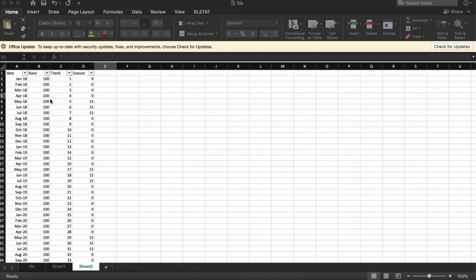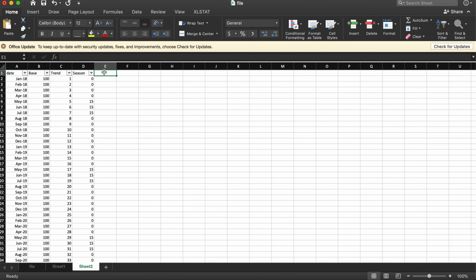So I've broken this into 3 categories. We have a base. Every month we sell at least 100. And then we have a trend. Our t-shirts are becoming more popular, so it's increasing over time. And finally, there's a seasonal component. In the summer, we sell more t-shirts than in the winter or any other season. So in the summer season, we know that in May, June, and July, we sell an additional 15 shirts a month.